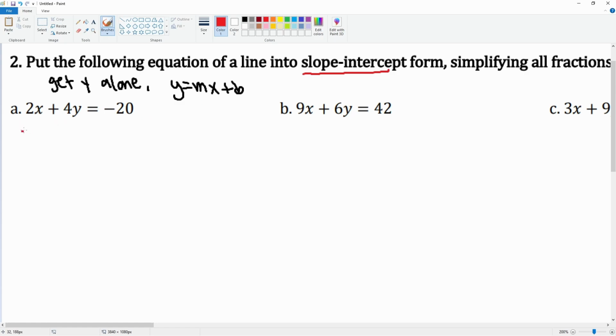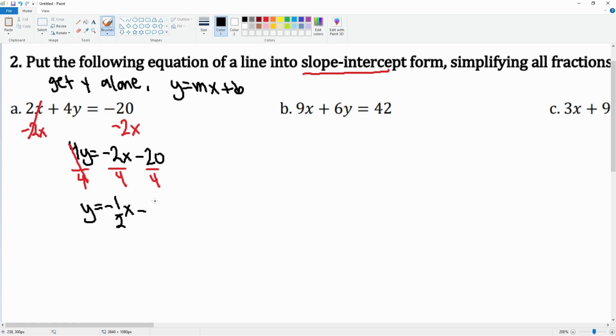Well, there's a 2x, so we're going to subtract 2x to both sides. The left side here cancels, leaving you with 4y is equal to negative 2x minus 20. The right-hand side does not combine because they're not like terms. There's a 4 in front of the y, so we're going to divide the left side and everything on the right side by 4. The left side cancels, leaving you with y is equal to, we can simplify this as negative 1/2 x minus 5. This is now in slope-intercept form.